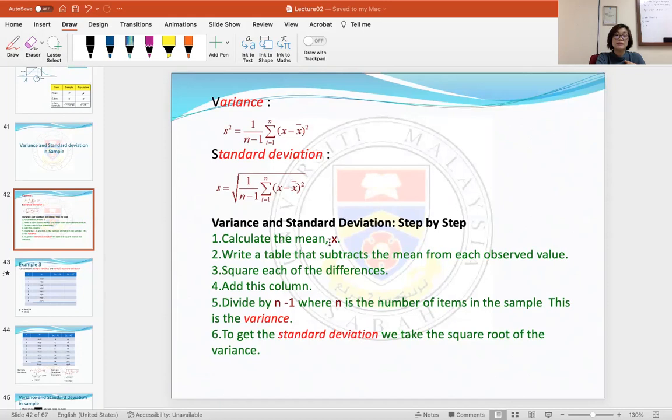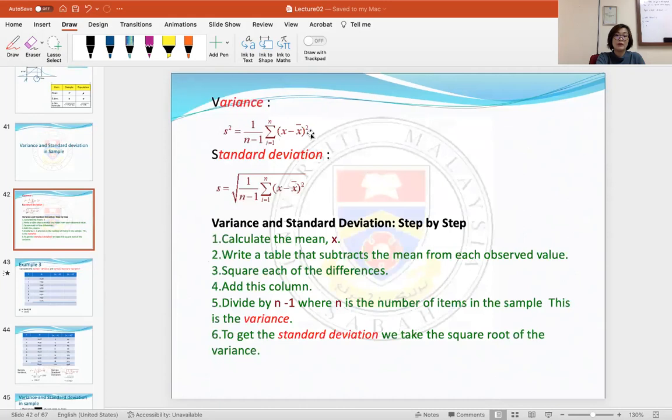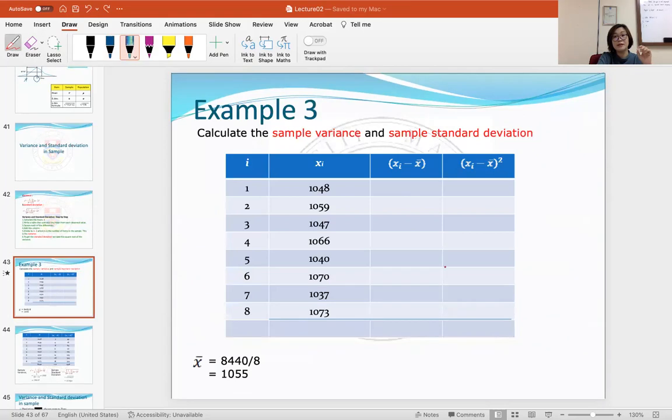So calculate the mean first. This is a variance equation, quite simple actually. First you find the mean, then you make a table like this, okay? So your value minus the mean and square it. Why do we need it? Because this is the sum. This means it's the sum, okay? By making this table, it's easier for you to get the sum of this.